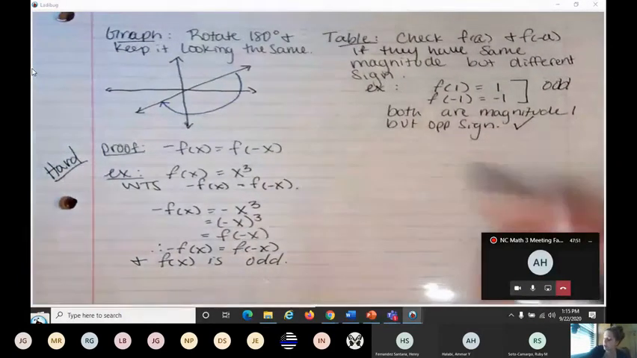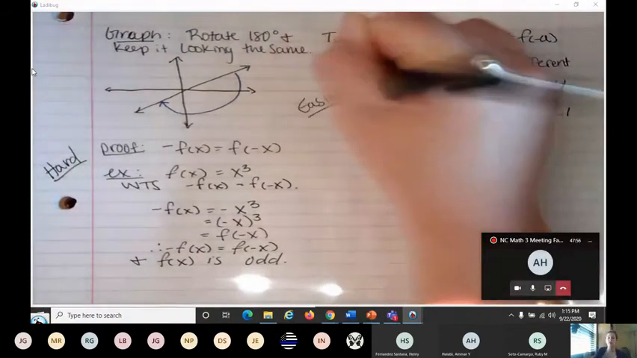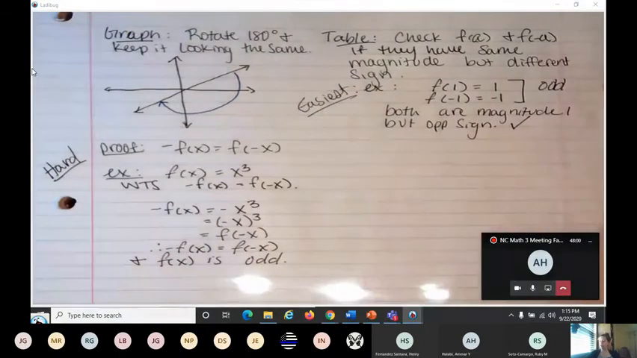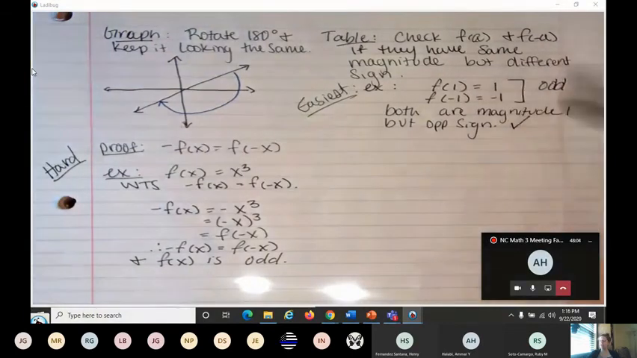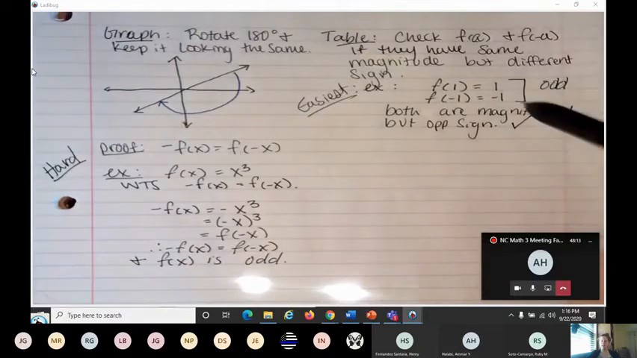Okay. The table is the easiest. So if you're looking for a surefire way to get the answer right, use the table and just look at two of the same values that have the different sign. If they're even, you'll get the same exact magnitude and positivity or negativity. If it's odd, they'll have the same magnitude but opposite sign.